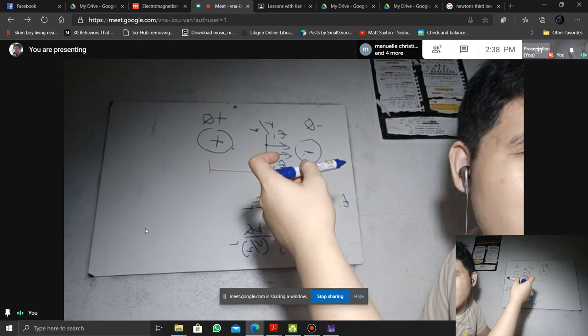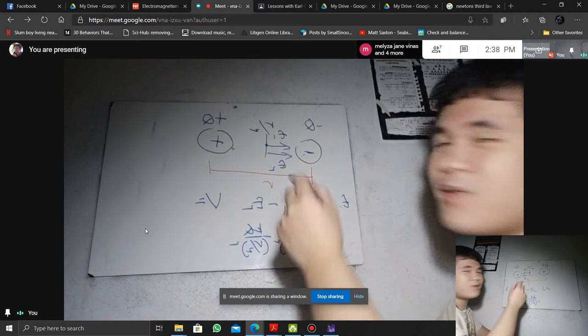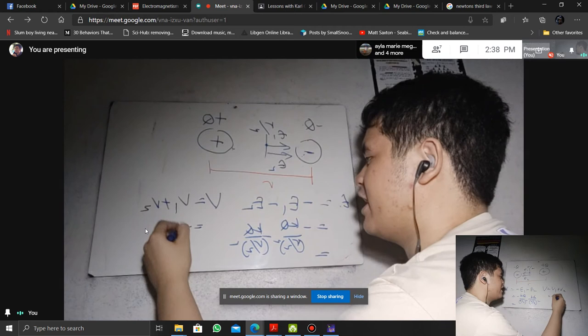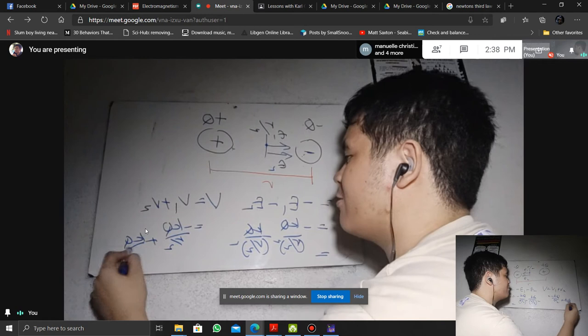Okay? Tapos sa potential naman, we don't care about the direction, no? So, pag negative yung isa, so, V1 plus V2, di ba? Dahil we account the charges na negative KQ over R/2 plus KQ over R/2. So, if we see, mag-cancel. Ayan, do you see? Okay na?